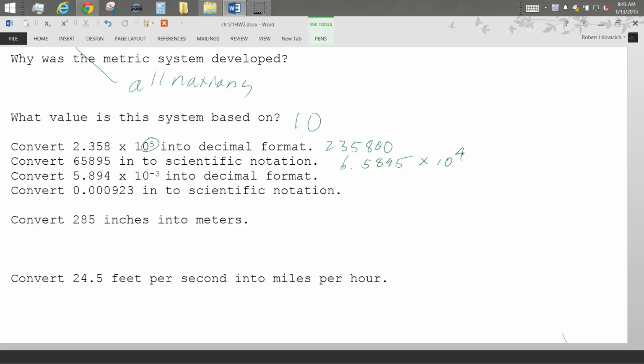Okay, this next one. So I've got a 10 to the -3, so what am I going to do with this? So I'm going to go 0.0058994. There's not a decimal place there. Okay, so again, we have 4 significant figures with this. What are the 3 zeros in front of the 5 used for? Placeholders.